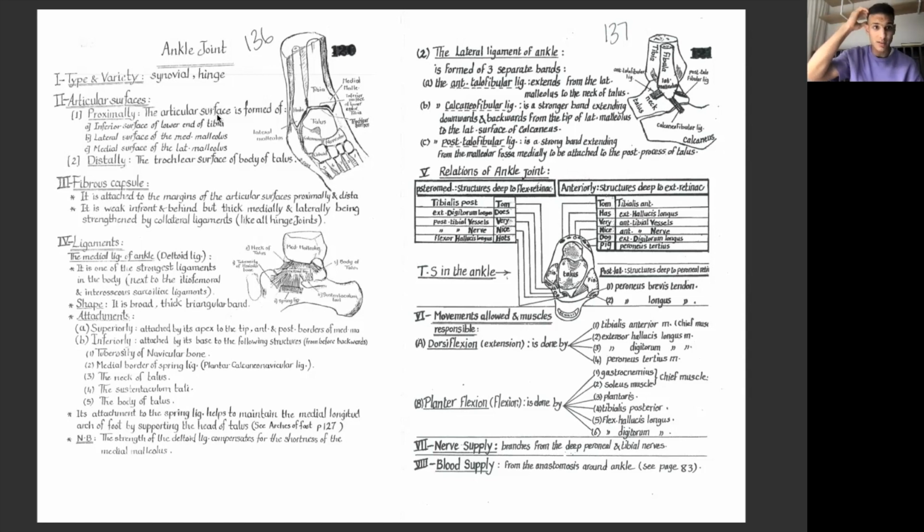So many ligaments to be studied. It does have a fibrous capsule, and you can read about it. But the ligaments: you have the deltoid ligament, and this deltoid ligament is made up of so many others. I don't know, where is it? Wait, why is it not mentioned here?